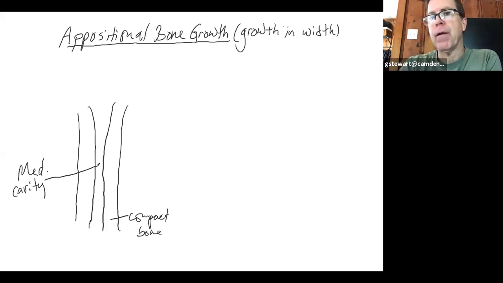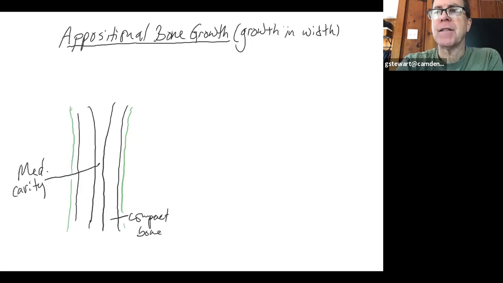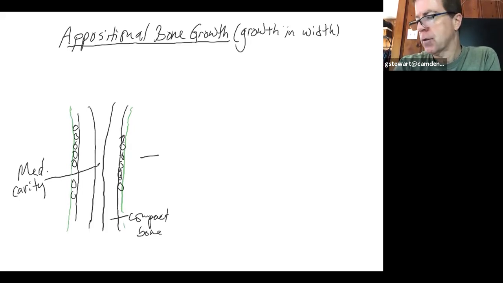Osteoblasts beneath the periosteum. I'll use green for this. If this is a periosteum covering the diaphysis of this bone, osteoblasts, immature bone cells, lay down new bone matrix right here. They secrete osteoid and mix with calcium to make the bone thicker. That's pretty easy to understand. So the first step is osteoblasts beneath the periosteum secrete bone matrix on the external surface, right?